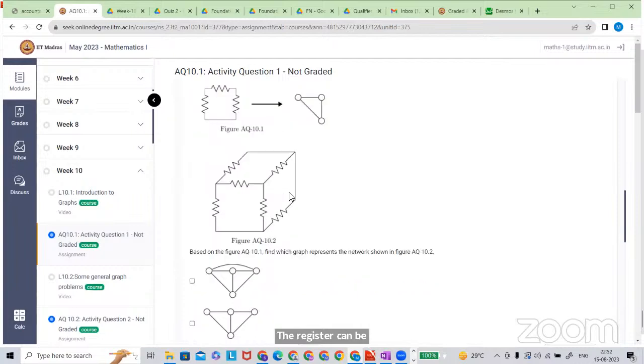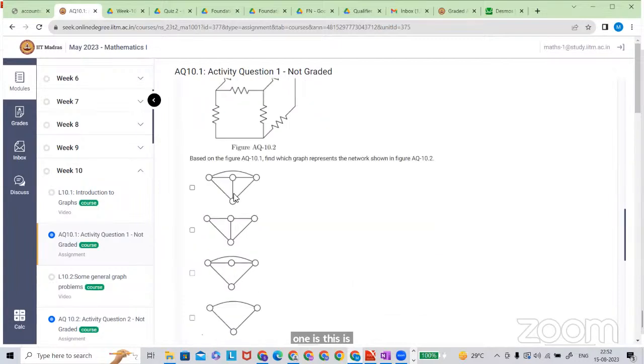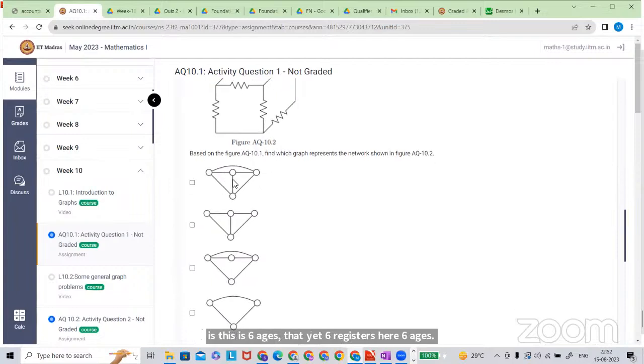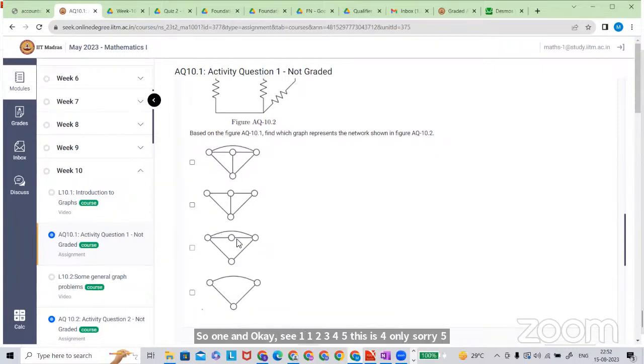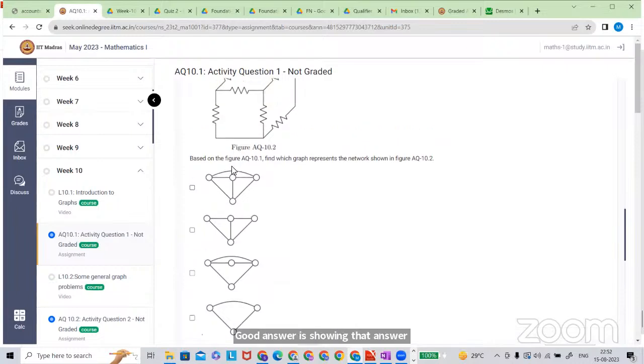So this is one edge. There are 6 resistors here, 6 edges. See, 1, 2, 3, 4, 5. So this is 5 only. But in the answer, it is showing that the answer is A. Just a minute, let me count it here.